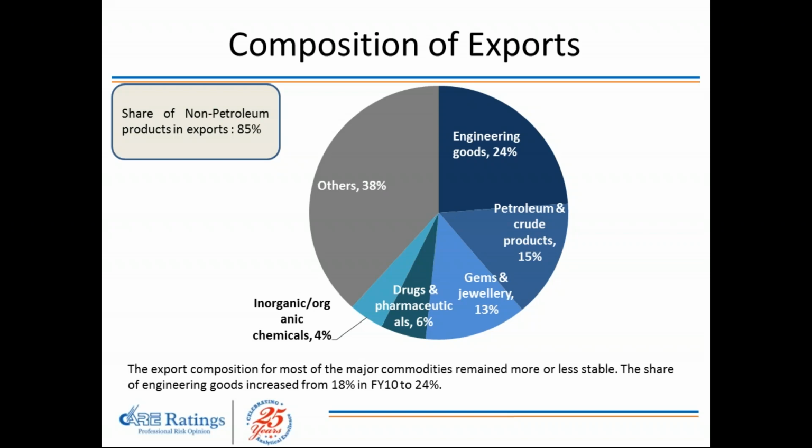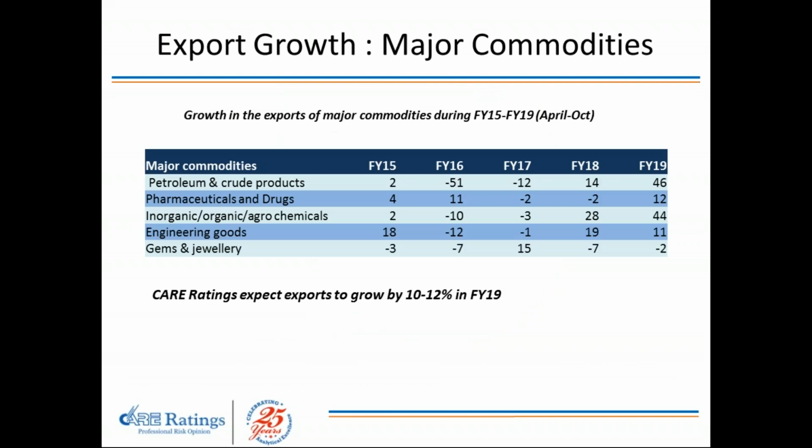It is to be noted that barring engineering goods, the share of most of these commodities has more or less remained stable since 2010. However, in case of engineering goods, the share has increased from 18% to 24% in the last 8 years. On the other hand, the share of gems and jewelry has seen a decline from 16% to 13% during this period. The growth in exports for the first 7 months of FY19 at 13% was mainly led by higher exports of petroleum products and chemicals.